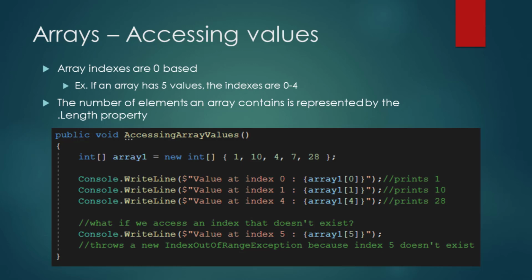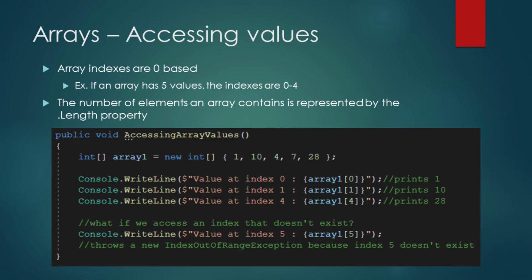In our example, we have an array that contains 5 integers, and some Console.WriteLine statements printing the value at a particular index. To get the value at index 0, we write array1 square brackets 0, or read in English as array1 at index 0. That prints out 1 when the statement is executed. Similarly, array1 at index 4 prints out 28.